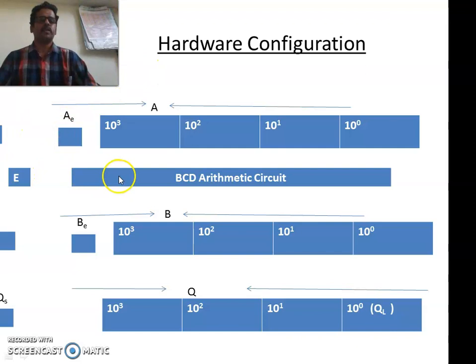The next is the BCD arithmetic circuit, which performs an arithmetic operation, and if any carry occurs, that carry is placed in register E. The arrangement for register B is very similar to the arrangement of register A. Then we are going to discuss the Q register. This is the sign digit of the Q register, and the Q register has 4 BCD digits. Note that the rightmost digit is QL.